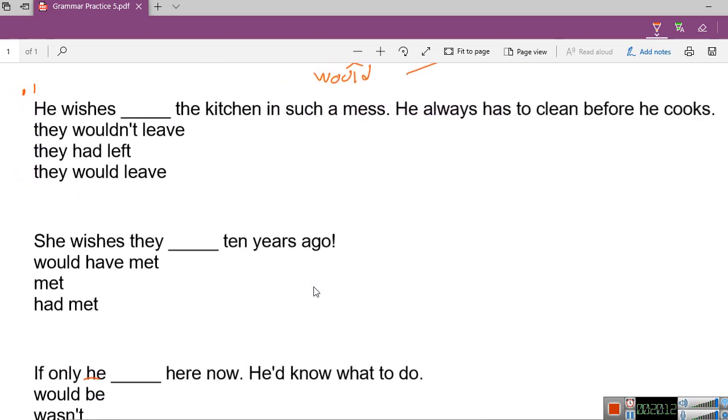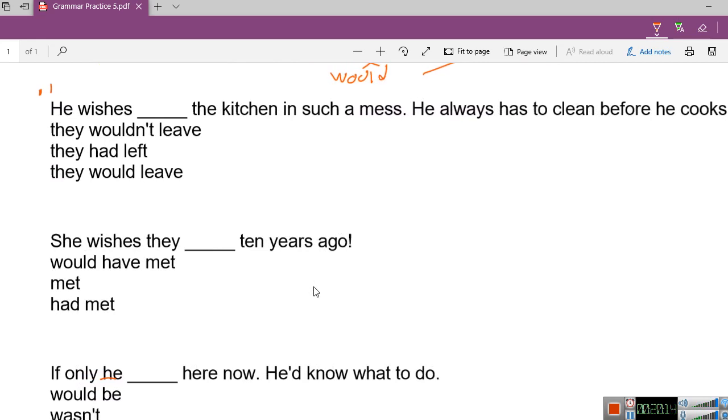All right. He wishes the kitchen wasn't in such a mess. He always has to clean before he cooks. So yeah, we have always. Maybe we're talking about an annoyance. We have wish, and an annoyance could work. So let's try to see what is the answer. What is the answer, Lauren?